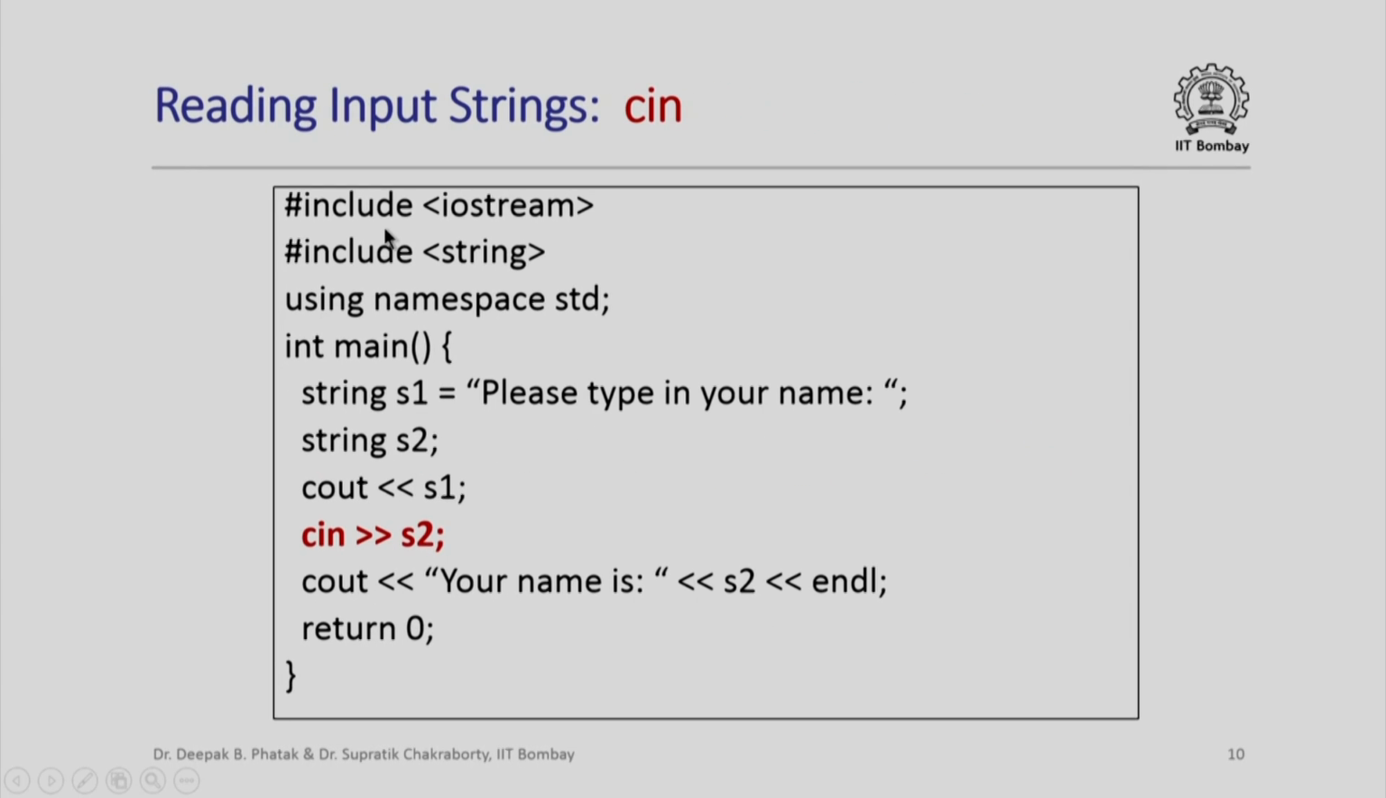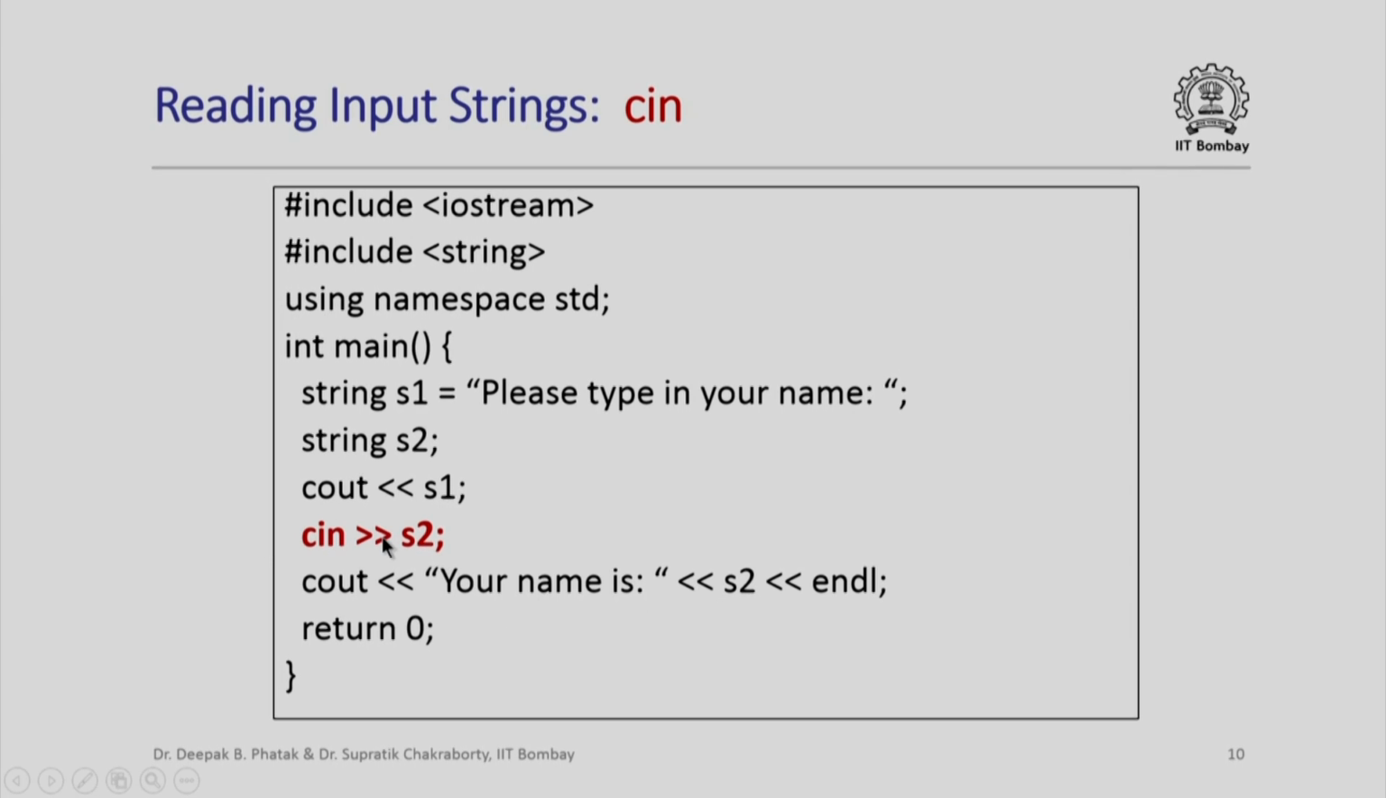How do we read input strings? In this program, what I have done is, here is a string S1 which is assigned this constant string, "please type in your name: ", and then I have a string S2 which is declared here. I print out the string S1, so basically you will see this message please type in your name on your screen, on your console, and then I am using cin to read in S2, and then I am going to print out the name that is read in by saying "your name is: " S2.